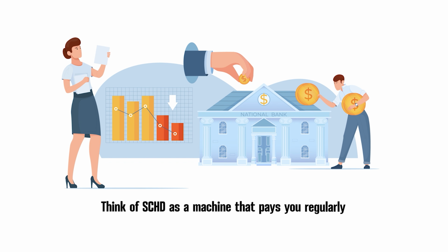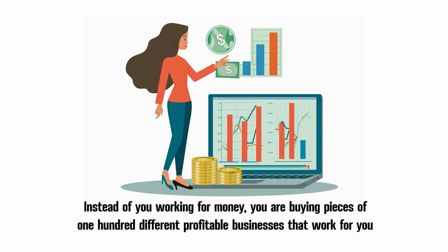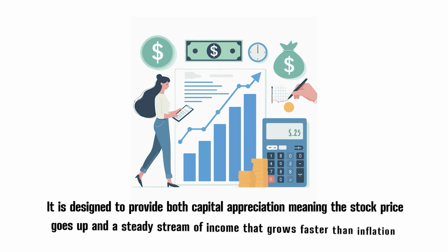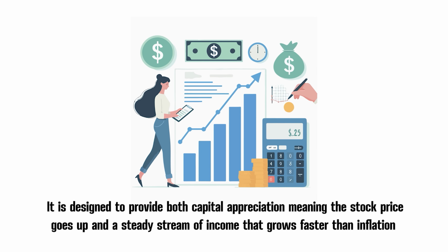Think of SCHD as a machine that pays you regularly. Instead of you working for money, you are buying pieces of 100 different profitable businesses that work for you. It is designed to provide both capital appreciation, meaning the stock price goes up, and a steady stream of income that grows faster than inflation.